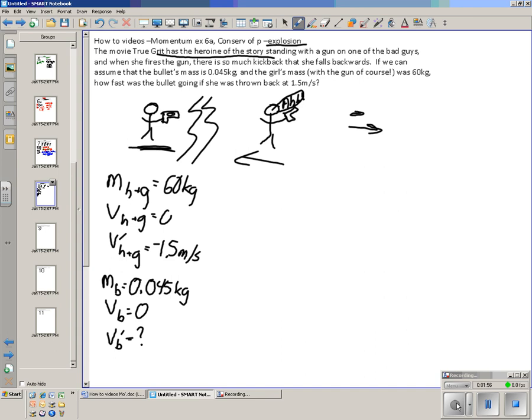So now I use my beloved conservation of momentum equation. Total initial momentum is equal to the total final momentum. So initial momentum is the heroine plus girl combination plus the bullet, equals the final momentum of heroine plus girl plus, that's a plus, the final momentum of the bullet. So we use the primes to designate it is afterwards.